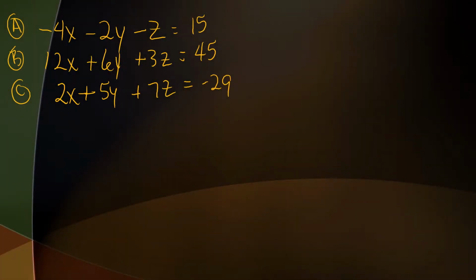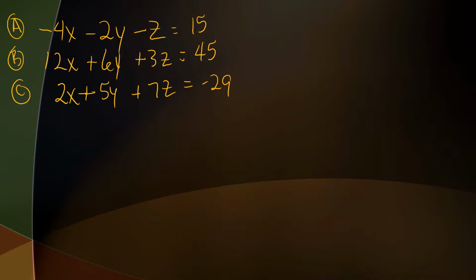All right, so we're still looking at solving systems of equations in three variables, but we're going to look at a couple of special cases, and this is one of those. So here I've got three equations, three variables. Let's say my first one, I've got negative 4x minus 2y minus z equals 15, and my second one, which I've labeled as equation B, 12x plus 6y plus 3z equals 45.